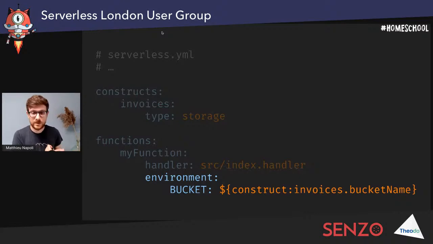You don't have to know about CDK. You don't have to know about CloudFormation. Just know that, and that's documented, of course, in the documentation, you have properties available on constructs and you can use them to get values. Of course, whenever we run serverless deploy, these variables are replaced with CloudFormation references transparently.